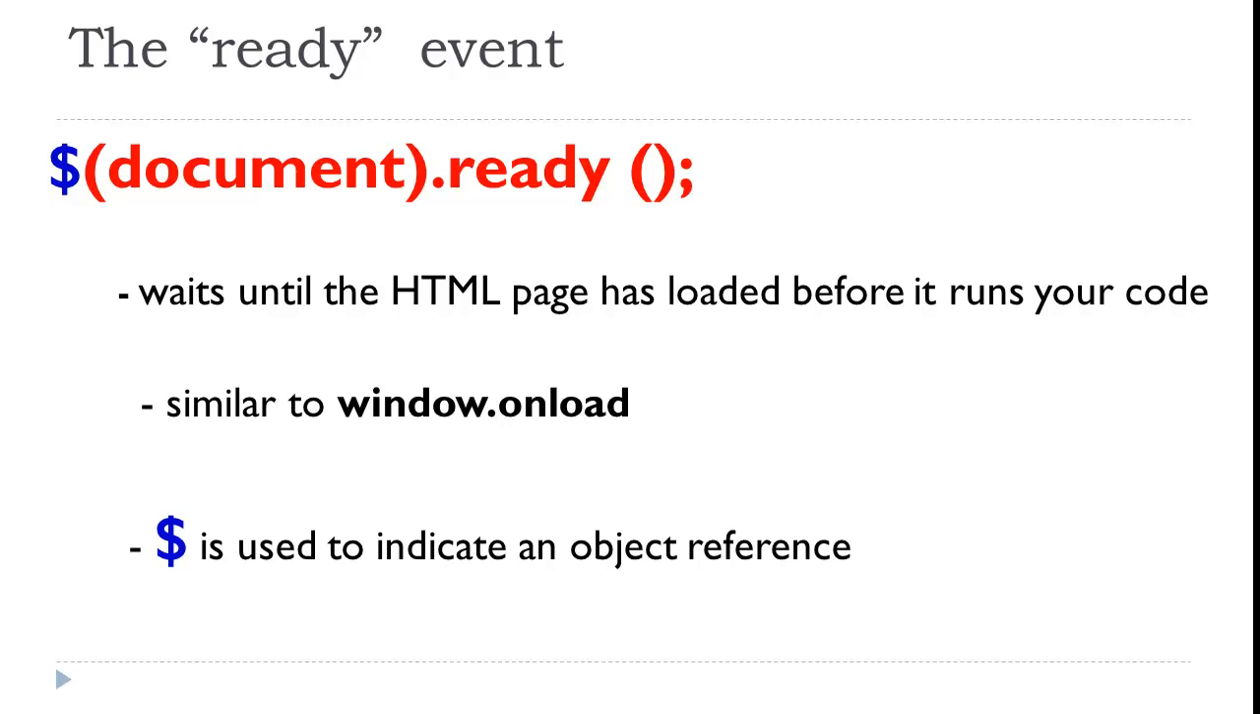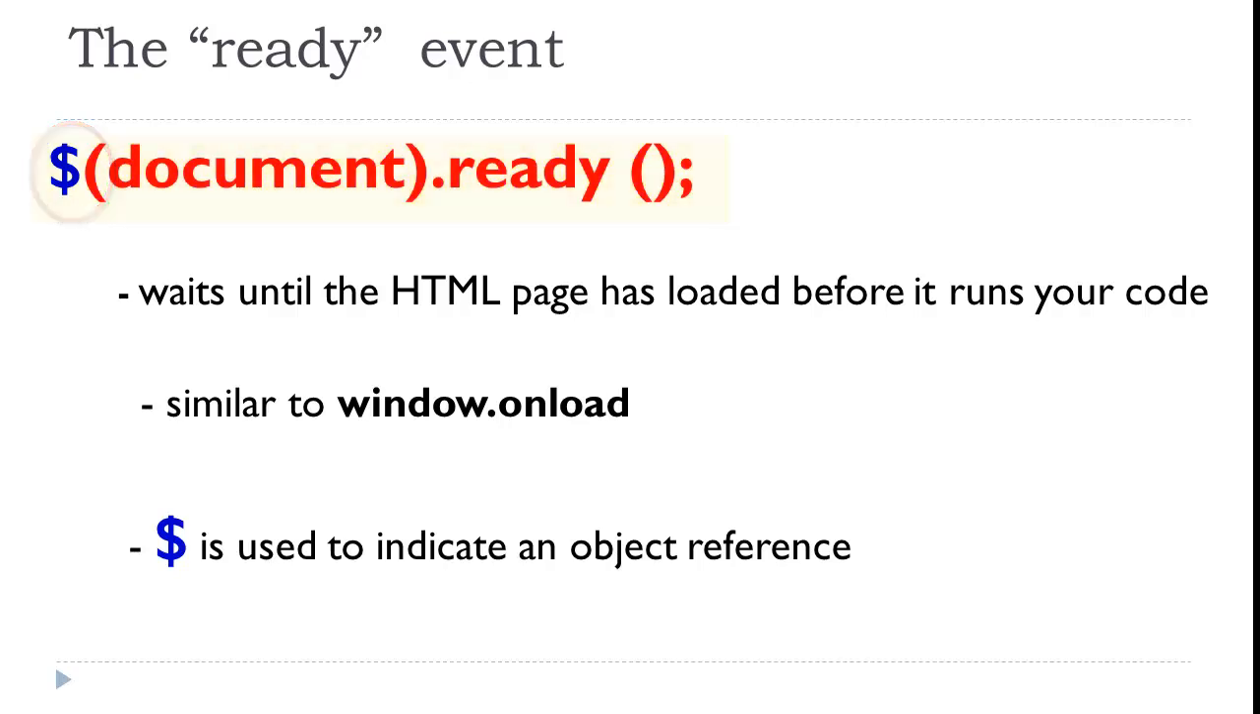The ready event. You may hear people calling this the ready method or the ready function. Okay, it is a built-in event of jQuery. And this is how it is called, $(document).ready. Document is referring to the document object model, the same document that we referred to with document.write and with document.getElementById. The dollar sign is what jQuery uses to indicate an object reference.